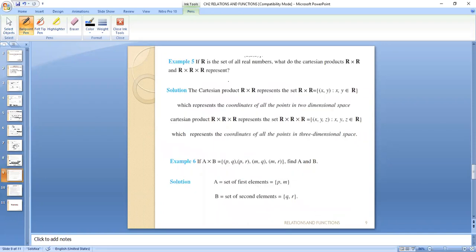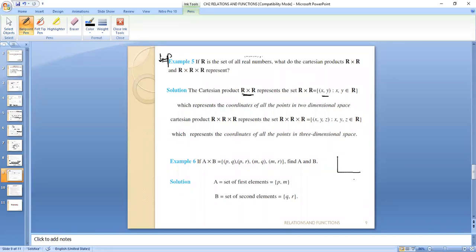Then next, this type of question is again important, right? For 1 mark, the question comes: if R is the set of all real numbers, what do the Cartesian products R cross R and R cross R cross R represent? You have to keep in mind that the Cartesian product R cross R will be the set of ordered pairs (x, y) such that x, y belong to the real numbers. Then this ordered pair represents the coordinates of all points in a two-dimensional space.